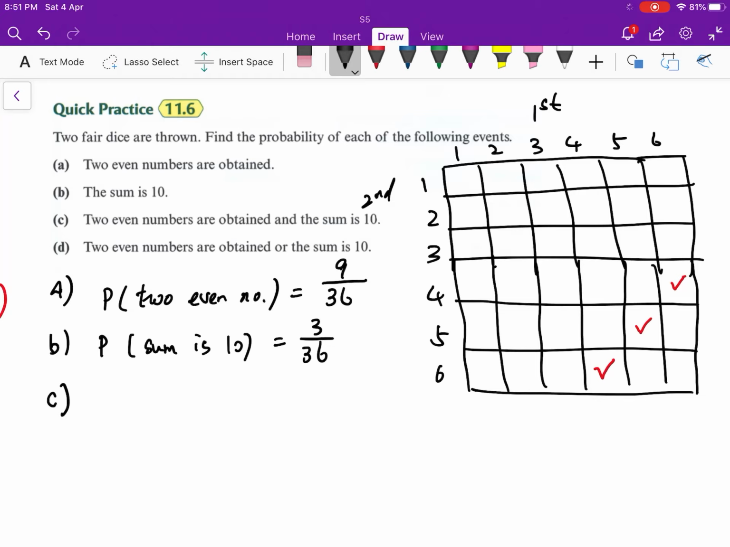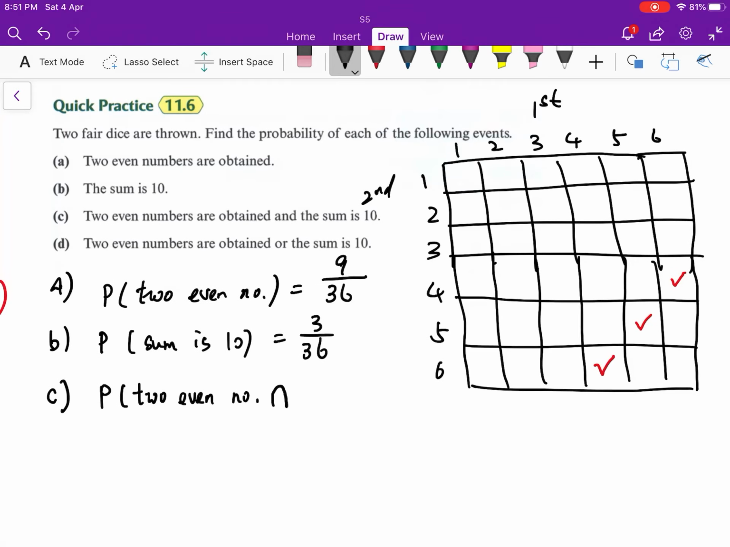So now C part: two even numbers are obtained and the sum is 10. Remember, and. That means two even numbers, and we can use the intersection symbol, and the sum is 10. So that means both happen at the same time. So think about it. First of all, two even numbers, we have highlighted before using the red one, those 9. Do you still remember? Repeat one more time. Then sum is 10, we only have 4,6; 5,5; and 6,4; 6,6 is not a 10 but part of the evens.